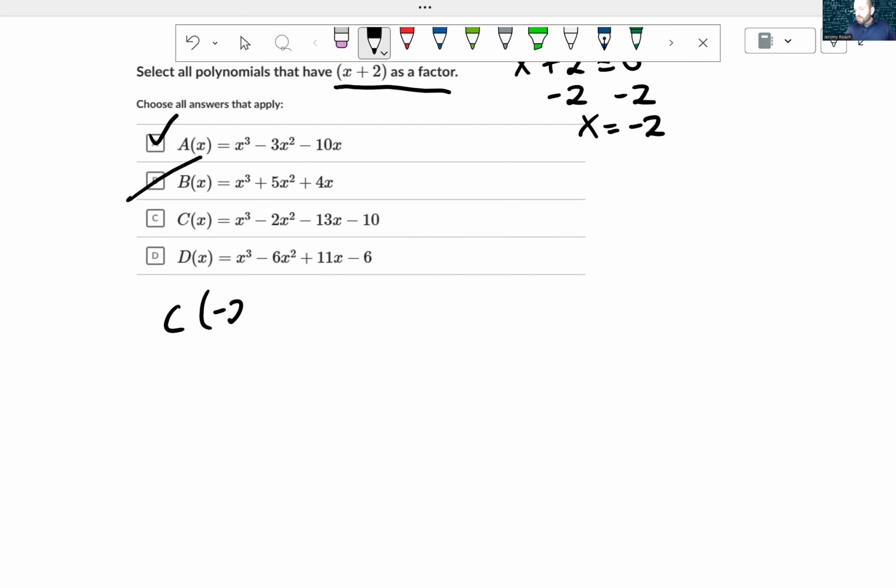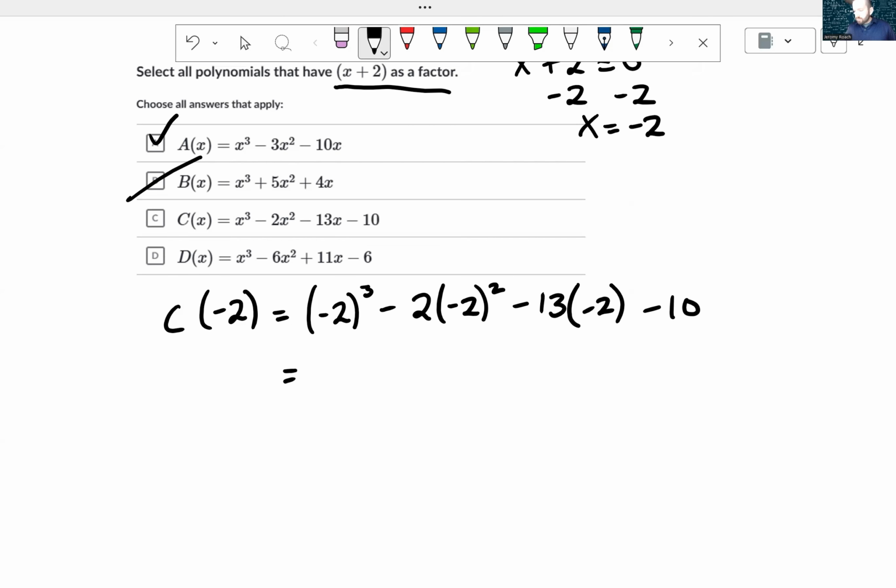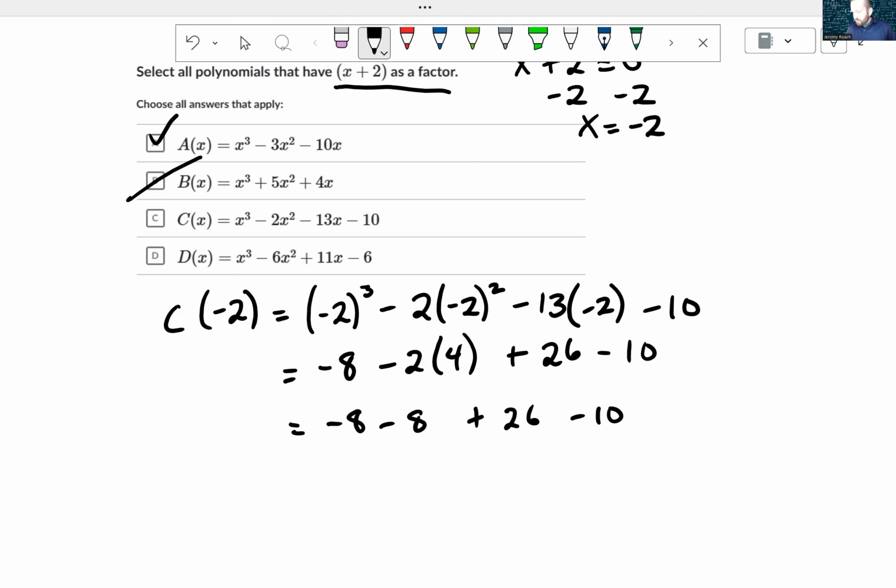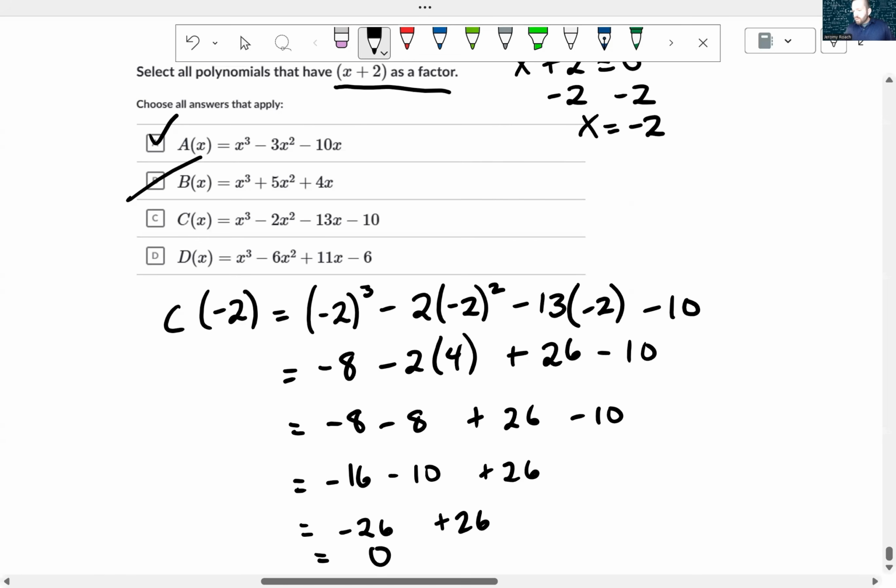So we're going to plug in C of -2: -2 cubed, minus 2 times -2 squared, minus 13 times -2, minus 10. It's -8 minus 8 plus 26 minus 10. Negative 16 minus 10 plus 26. Negative 26 plus 26 gives us 0. So C checks out. If we divide that by x plus 2, we should get a remainder of 0.